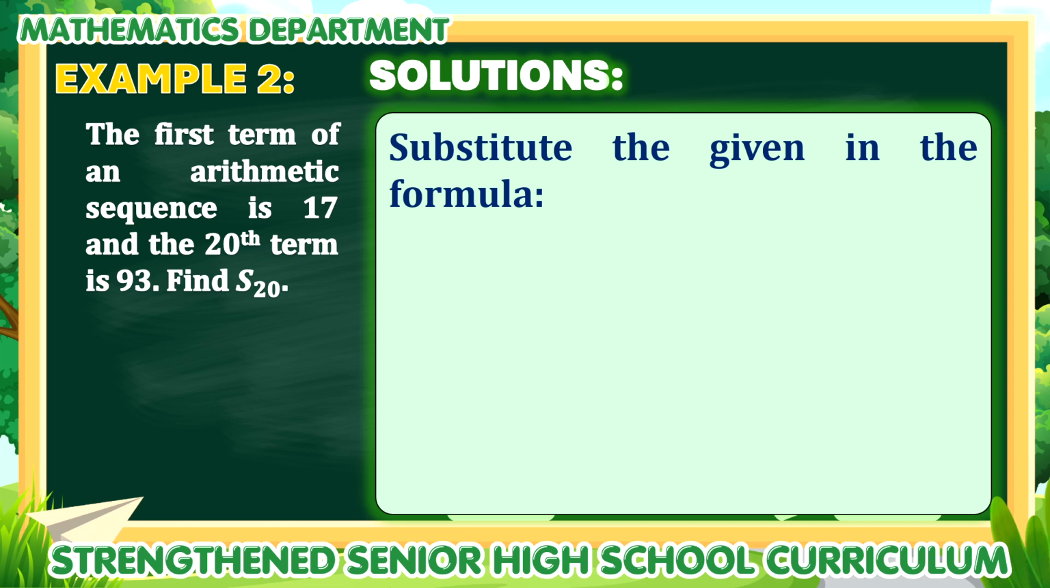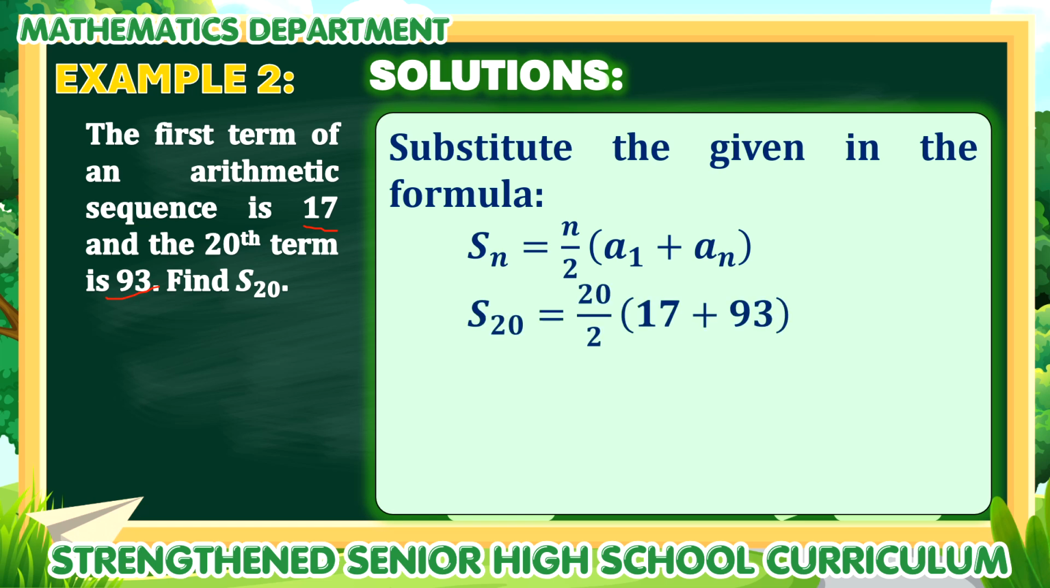Since we are given our first term, which is 17, and our last term, which is 93, we will be using the same formula as the previous example, S sub n is equal to n over 2 times (a sub 1 plus a sub n), because we have our first and last term. Substituting those values, S sub 20 is equal to 20 over 2 times (17 plus 93). Again, this 20 comes from the number of terms we are summing.